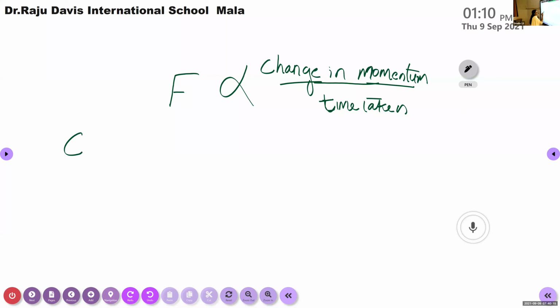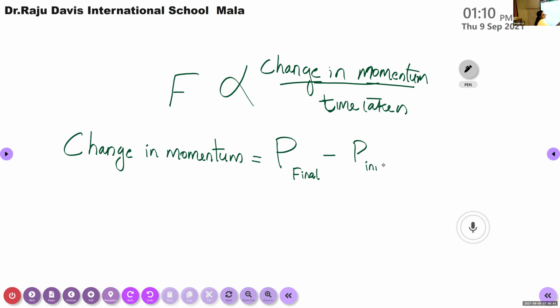Again, what do you mean by change in momentum? Change in momentum means the difference between final momentum and initial momentum. Momentum is represented by the letter P, so we can write P final minus P initial. Change in momentum divided by time taken is directly proportional to the applied force. Change in momentum means final momentum minus initial momentum.